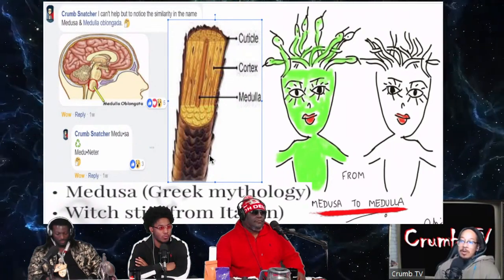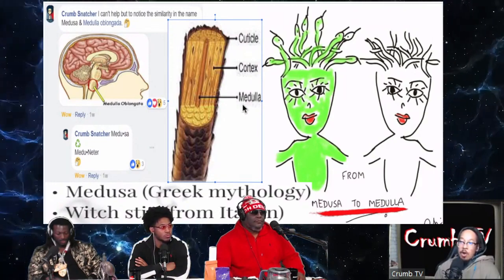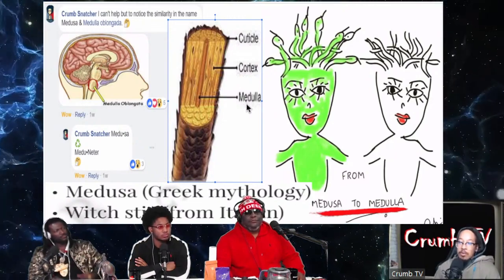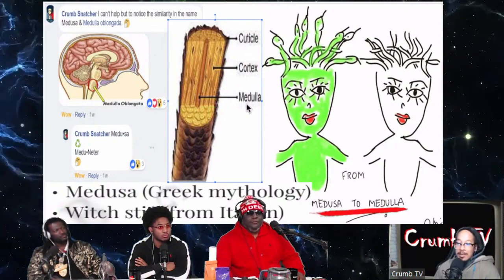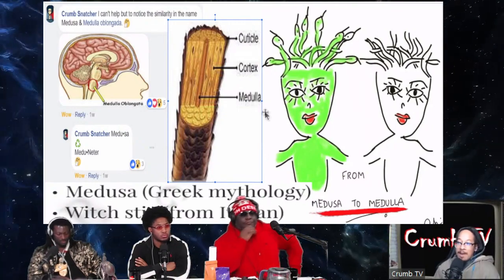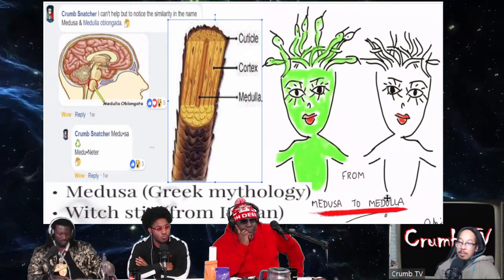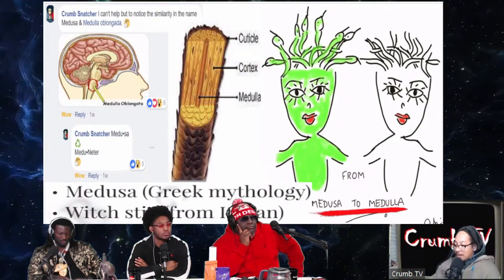So the innermost cortex of the hair follicle is called the medulla. The innermost portion of a hair follicle is the medulla. This is the foundation of a hair follicle. And I found that to be just interesting, from Medusa to medulla. Very, very interesting. But I digress.